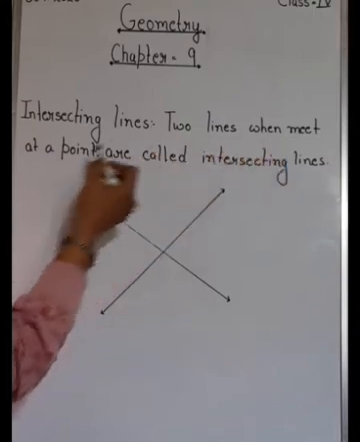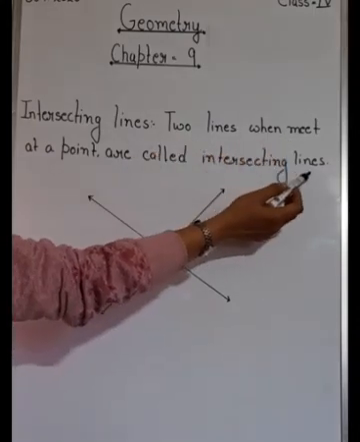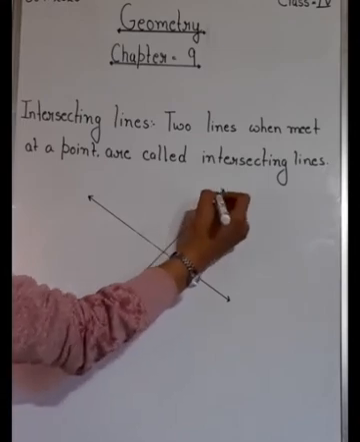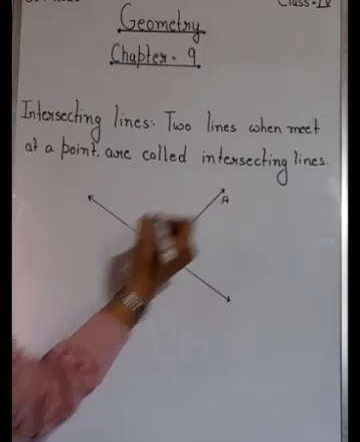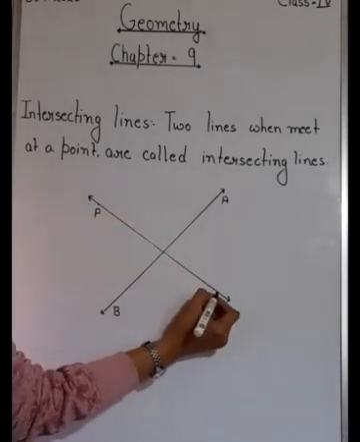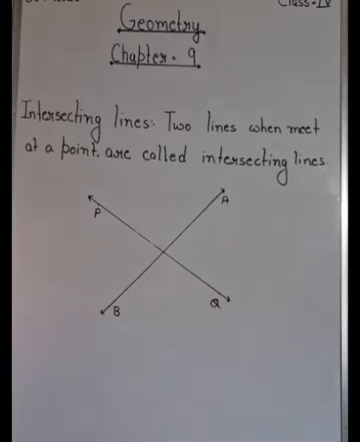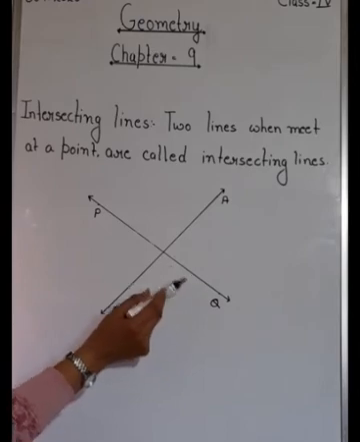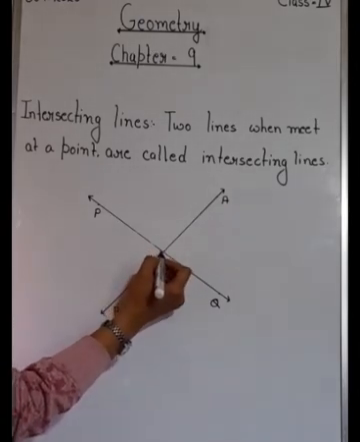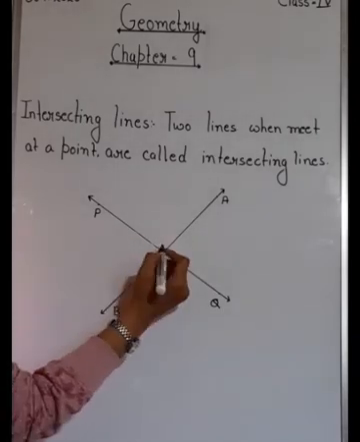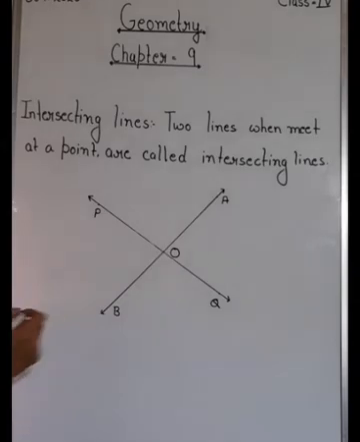Next we have intersecting lines. Two lines that meet at a point are called intersecting lines. Now we are going to understand this from this figure. You can see that I have drawn two lines. I named one line with points A and B, and the other with P and Q. Now you can see the line AB and line PQ are intersecting. Intersecting means cutting. They are intersecting over here, and I name this point as point O.